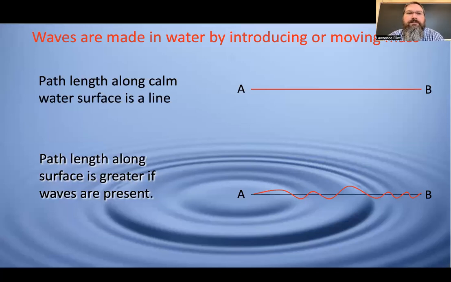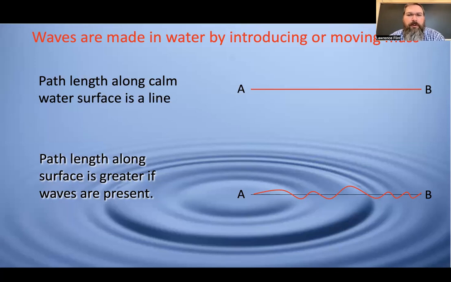So here's one idea. If you have the surface of a pond or some water, and you talk about points A and B on that surface, if you don't disturb the water itself, the path along the water from A to B is close to a straight line. And the path length from A to B is really the minimum distance that you could travel from A to B.